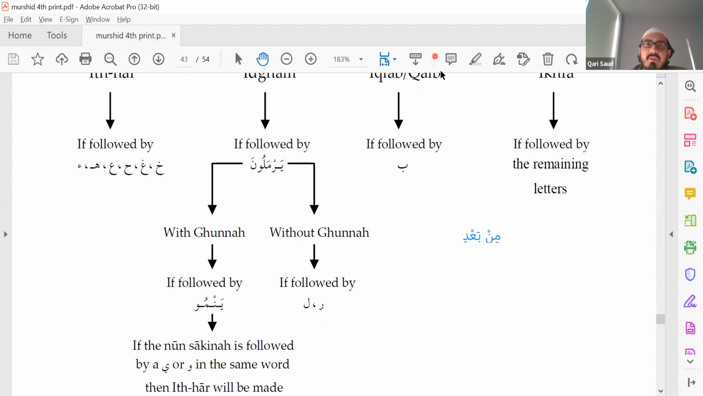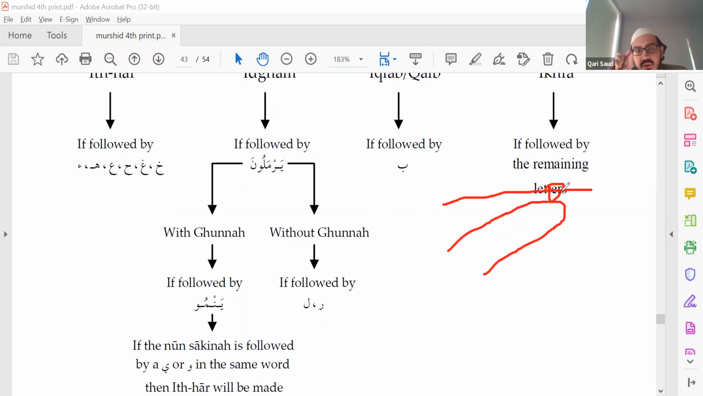Okay. And then finally we have ikhfa of noon sakina, which is the remaining letters. So the remaining 15 letters, we do ikhfa. And I explained this last time. I drew the little picture here. So this is the roof of the mouth. This is the tongue. It doesn't actually hit the makhraj of noon. It comes close to it, and then you hold the sound. You do ikhfa, you hold the sound. You do ghunna, you hold the sound in the nose there. And then you prepare your mouth for the next letter. So you slowly move your tongue, and so on, to the next letter.